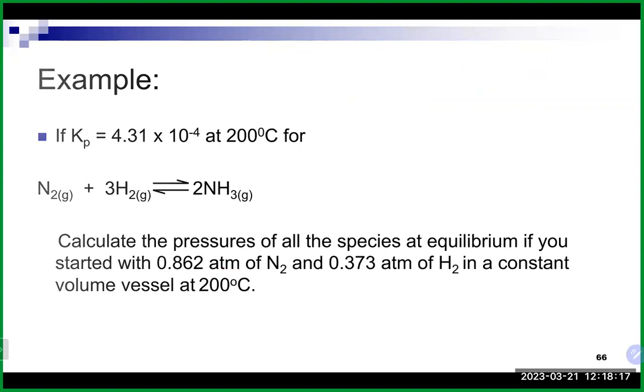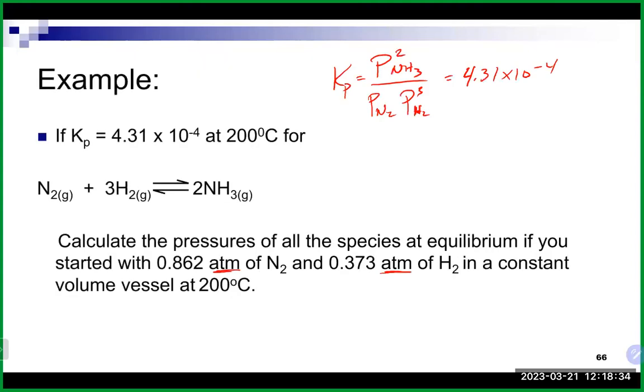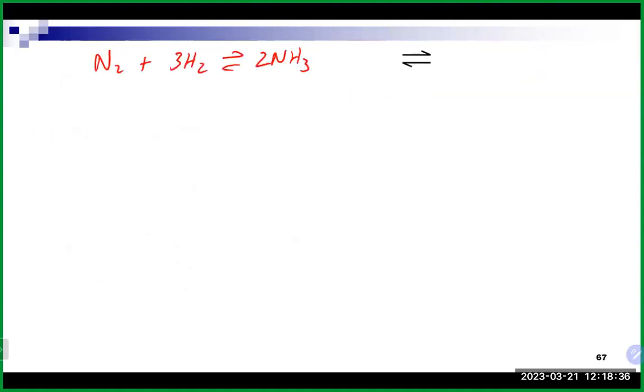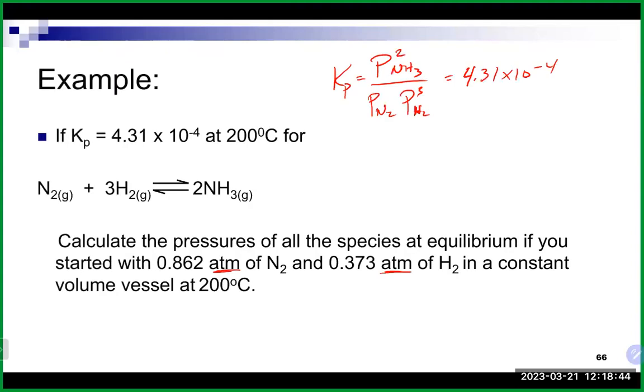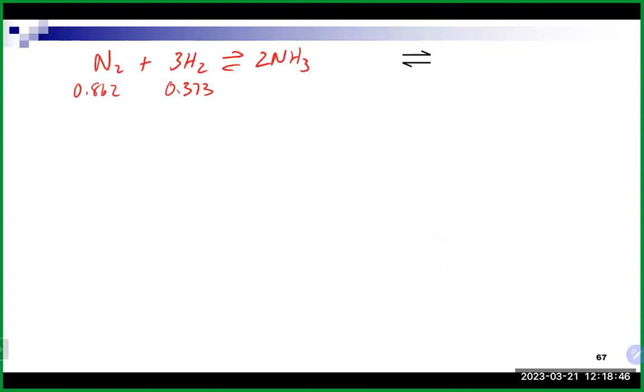We're going to rewrite our ice table: N2 plus 3 H2 and our NH3 here, with a 2 there. And 0.862, 0.373, and lastly here 4.31 times 10 to the minus 4. Okay, so I've got all of my numbers there.